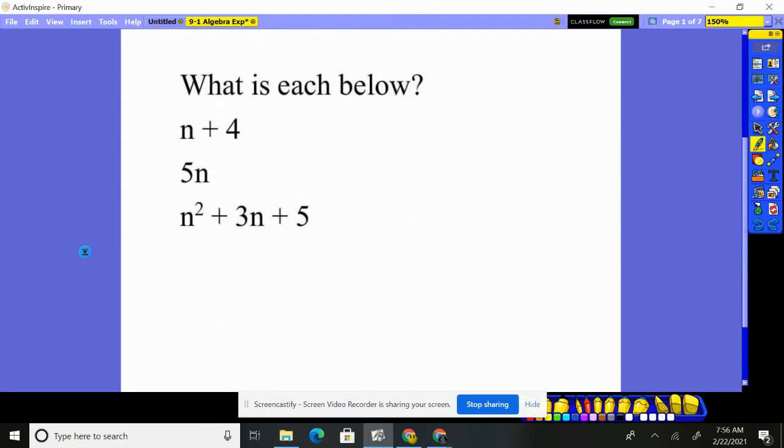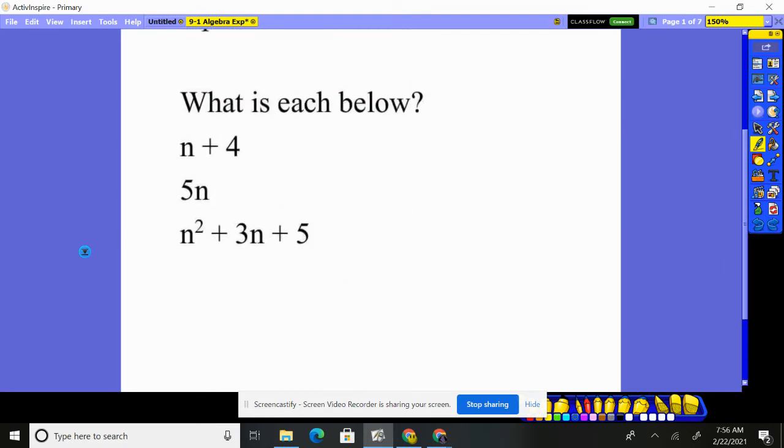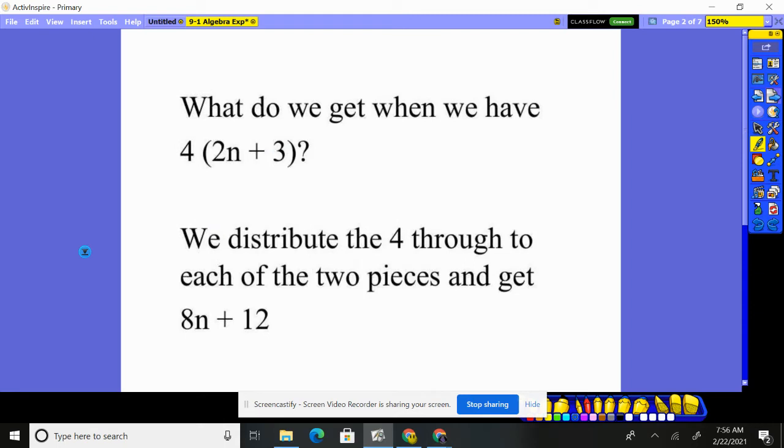Now, let's look at some examples. So if I look here, the first one, I have an n and a 4. So how many pieces do you have? 2. That means this is a binomial. The next one, well, you only have one thing here. You have 5n. One thing, that's a monomial. The next one, well, I have a piece here, plus a piece here, plus a piece here. The plus signs sort of give you a clue. Well, there's 3 pieces, so that's a trinomial. Okay, so what we're looking at are monomials, single pieces, binomials, 2 pieces, and trinomials, 3 pieces.